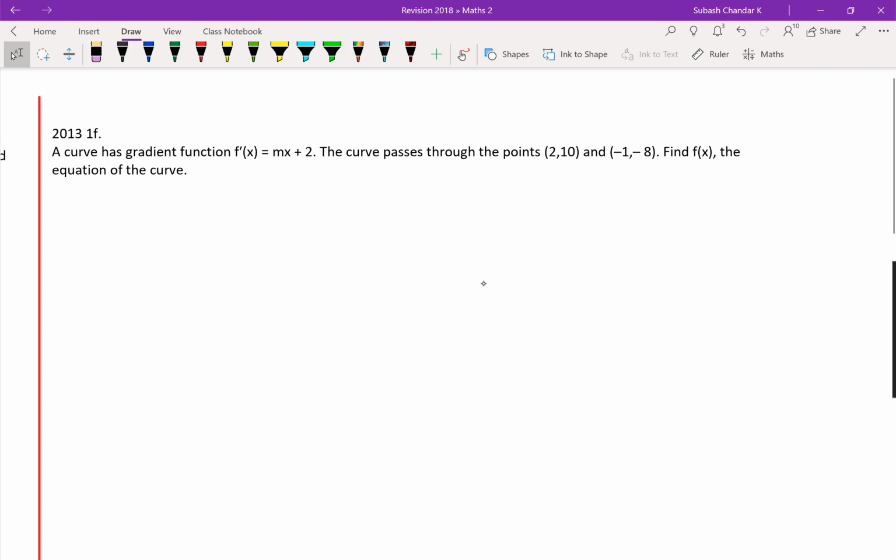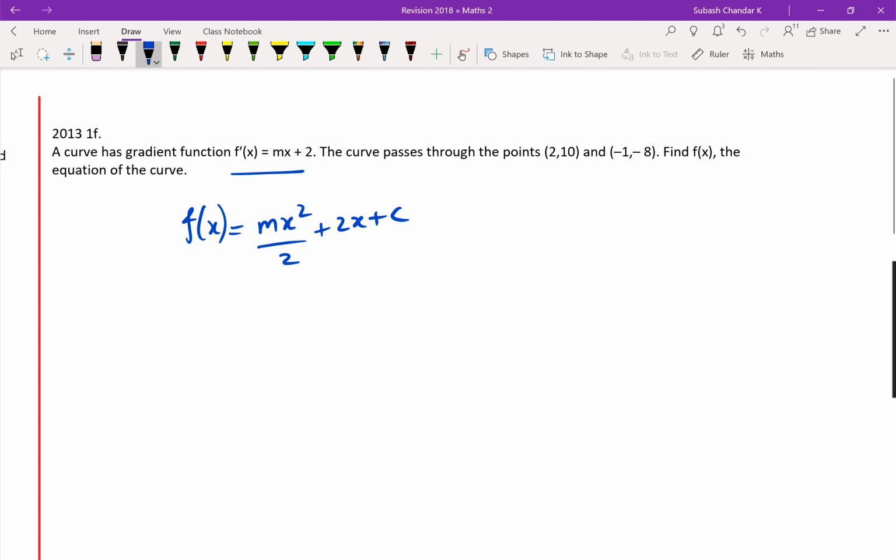Okay, this is a question that we've been doing so far, so have a go at this one. Did you integrate at least? Yes, integrate it. Because you see f dash of x, you integrate it. Basically what we've got is, look at this. This is a straight line. The gradient function is a straight line. When we integrate this, we are going to get mx squared over 2 plus 2x plus c.